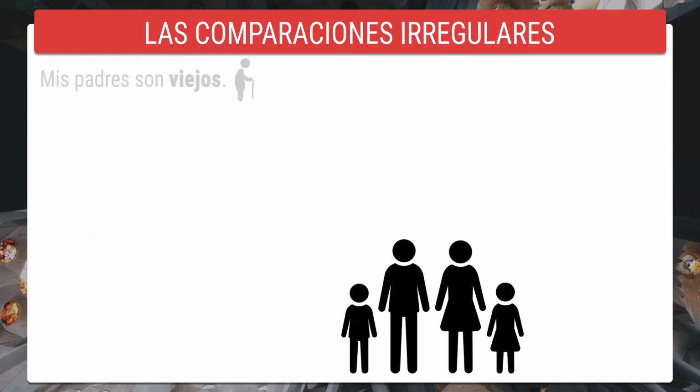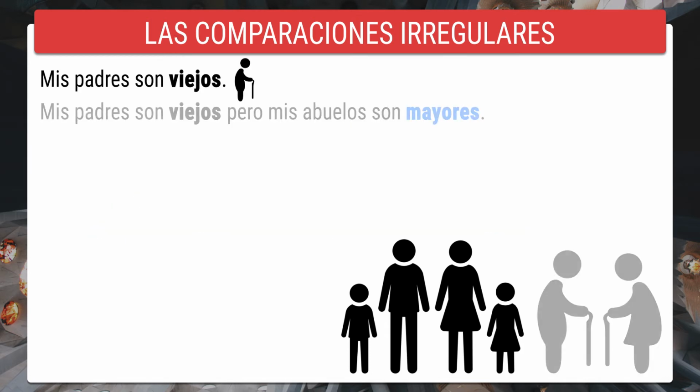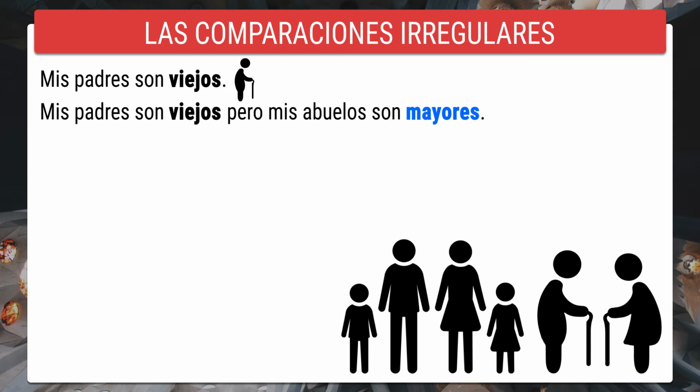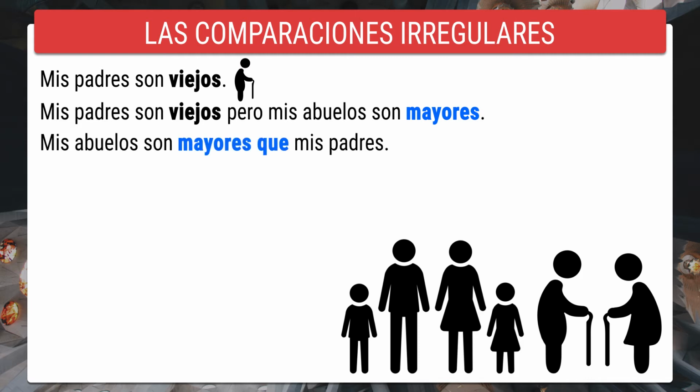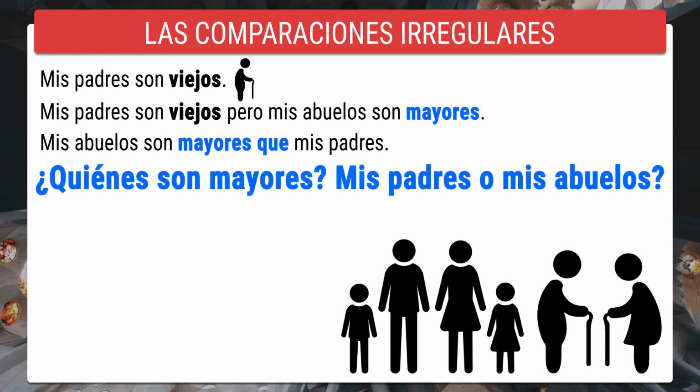Mis padres son viejos. Mis padres son viejos, pero mis abuelos son mayores. So there's another irregular. Mis abuelos son mayores que mis padres. My grandparents are older than my parents. ¿Quiénes son mayores? Who's older? ¿Mis padres o mis abuelos? Mis abuelos. Mis abuelos son mayores que mis padres.